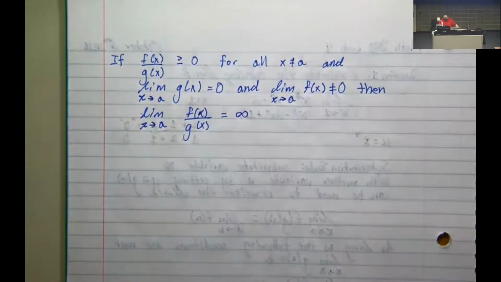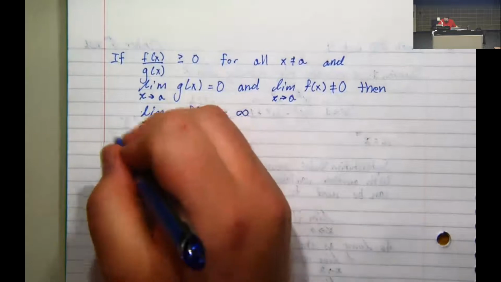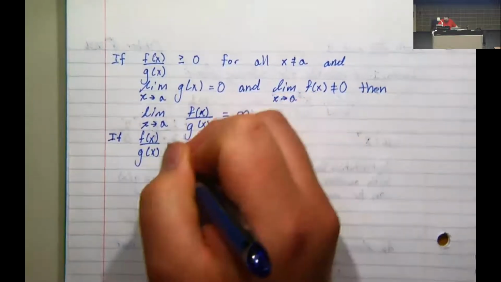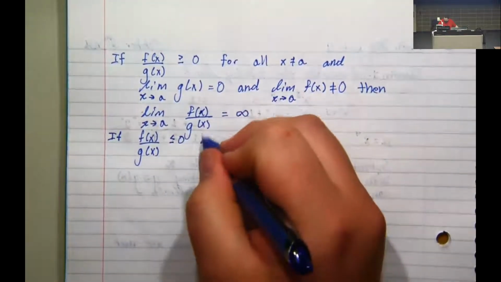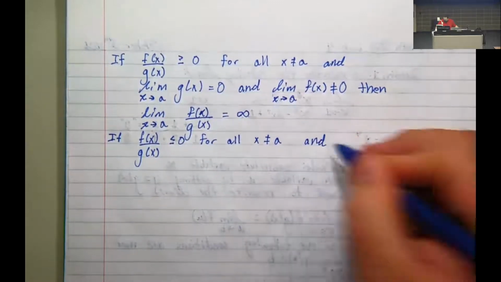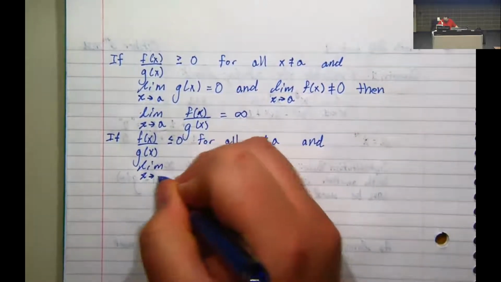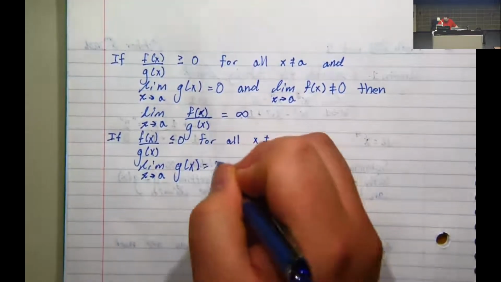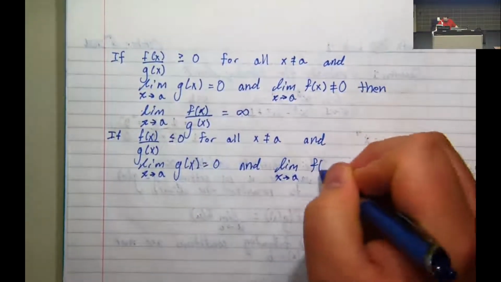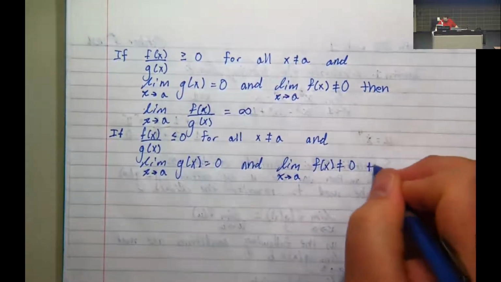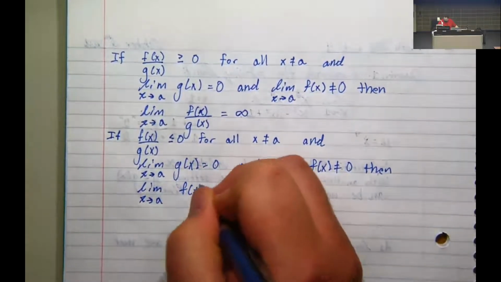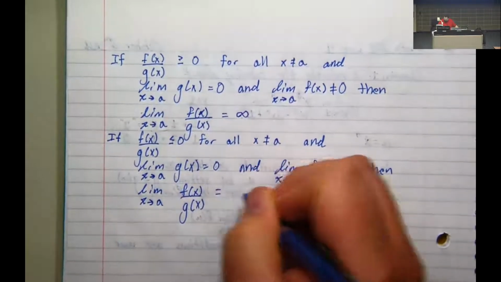And secondly, the opposite case. So if f at x over g at x is less than or equal to 0 for all x not equal to a, and the limit as x approaches a of g at x equals 0, and the limit as x approaches a of f at x does not equal 0, then the limit as x goes to a of f at x over g at x is equal to negative infinity.